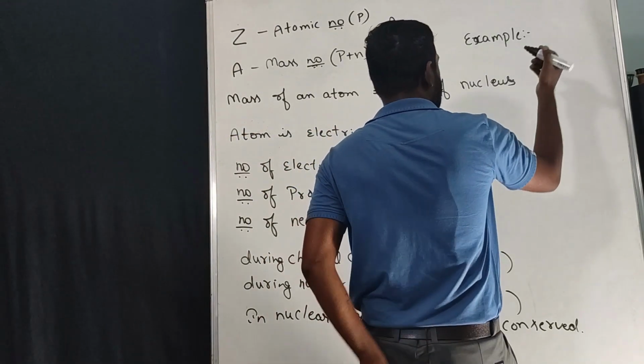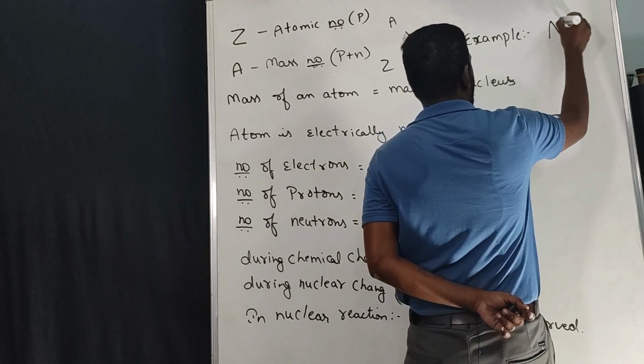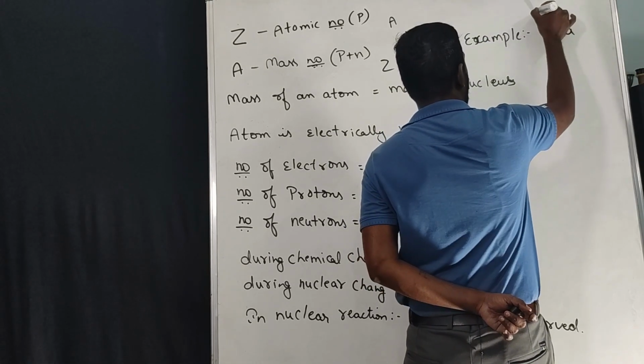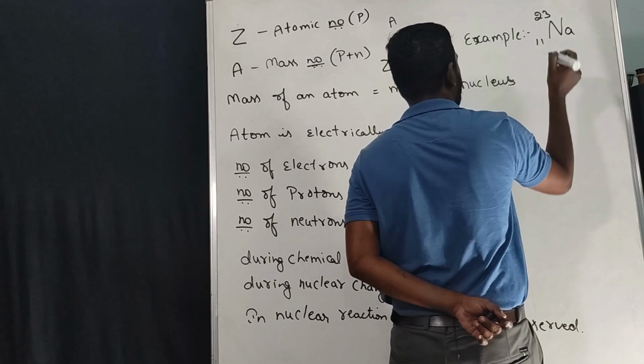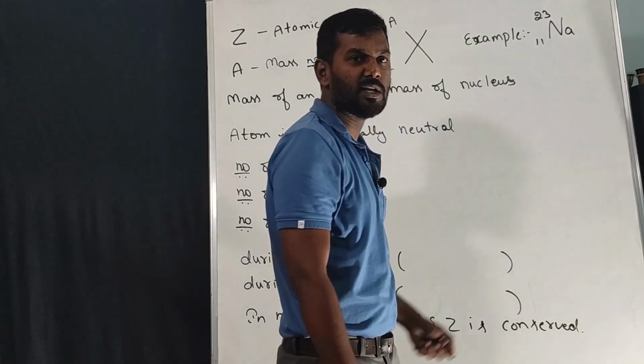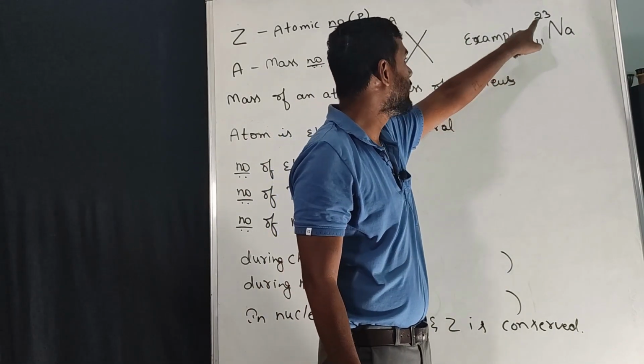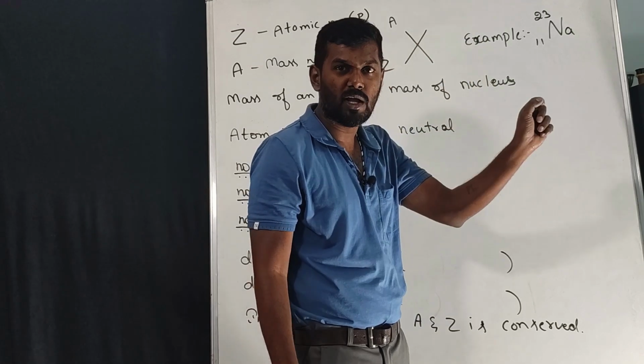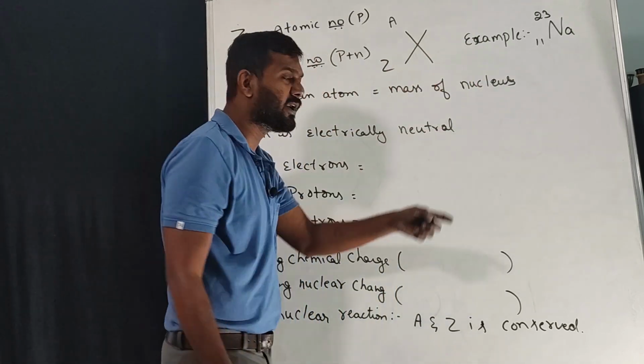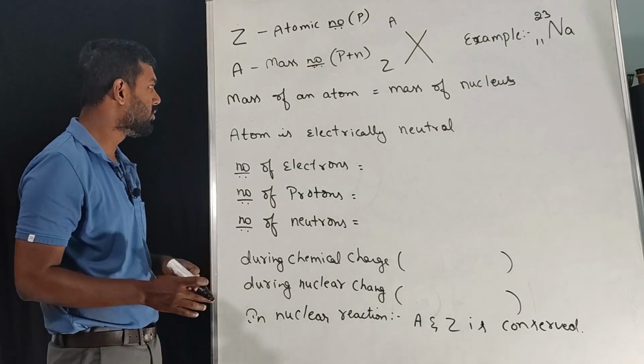I'll give you one example. See, element 23, 11. So this 11 represents the number of protons, and this 23 represents the number of protons and number of neutrons. How to find the number of protons and neutrons? That is what we are going to learn here.